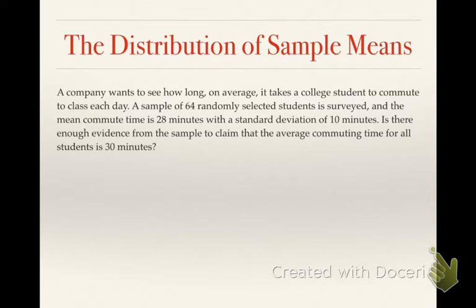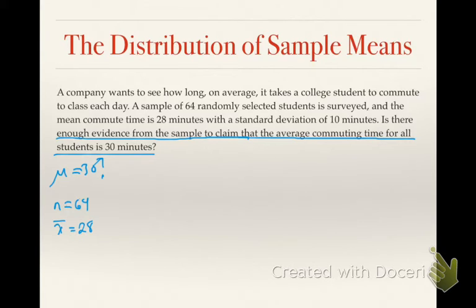So we want to know, is there enough evidence from the sample that we collected that the mean commuting time is 30 minutes? So we want to know, is mu equal to 30 minutes based upon our mean from our sample? We took a sample of size 64. We calculated a mean from that sample to be 28. It's pretty close to 30, but we want to know, is it likely to actually get a sample that has a mean of 28 from a population with a mean of 30? And the deviation of the sample was 10.